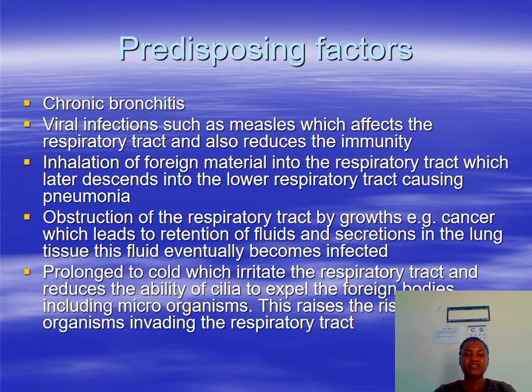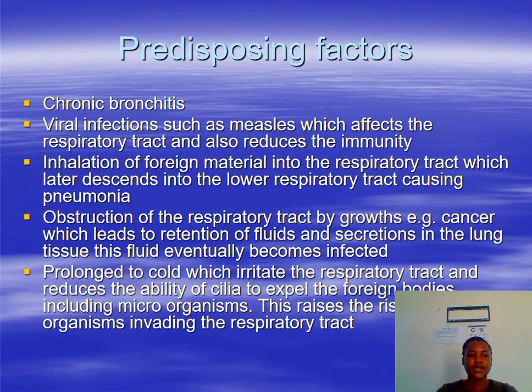The other predisposing factor is prolonged cough. Prolonged cough can also lead to irritation of the respiratory tract, and this can reduce the ability of the cilia to propel foreign bodies, and this includes microorganisms.